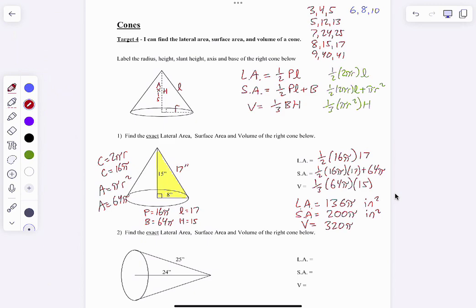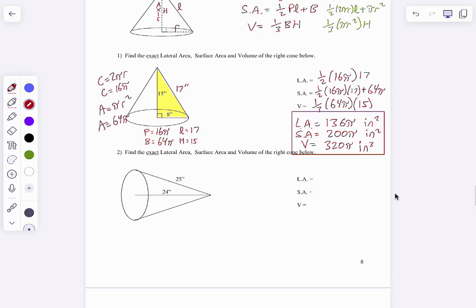All the circular stuff has pi's in the answer. Cylinders, cones, spheres, you're going to have pi's in all of those. So when you're done with your test, you can just look through all the cone and cylinder and sphere stuff. All the round stuff has pi's in them.